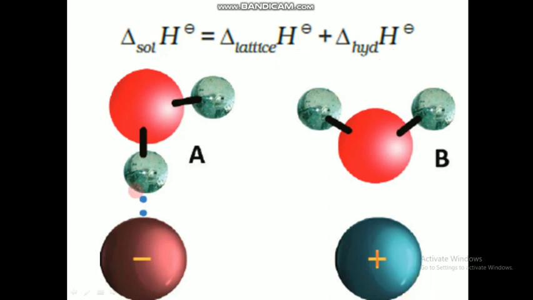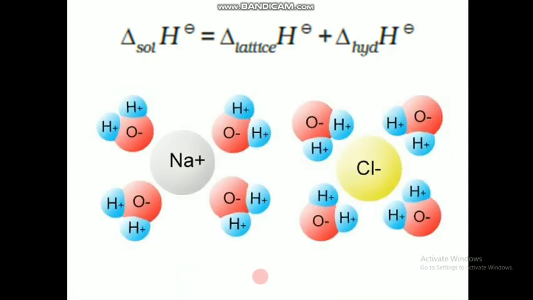And in the case of NaCl, how will the cluster look? This is how the NaCl water cluster will look. Na plus will form a cluster like this, where the oxygen side will be towards the Na plus ion. In the case of the Cl minus ion, the H plus side will be towards the Cl minus. Like this the cluster forms, and this process is known as hydration, and the enthalpy involved in this is hydration enthalpy.